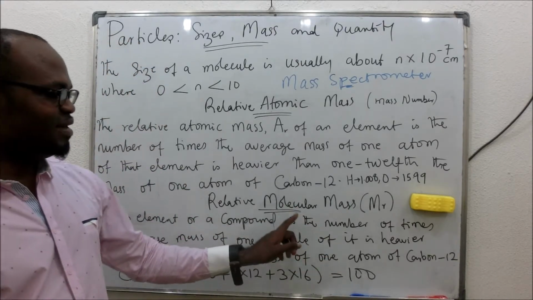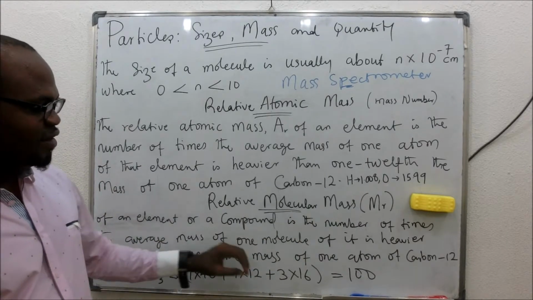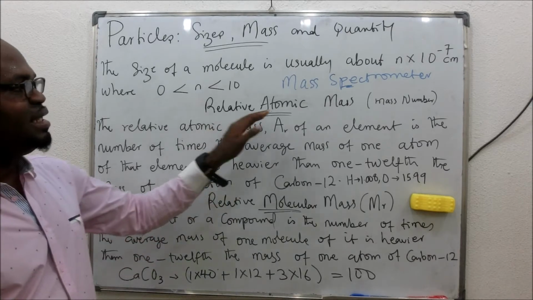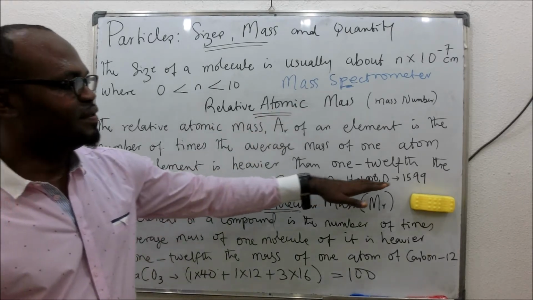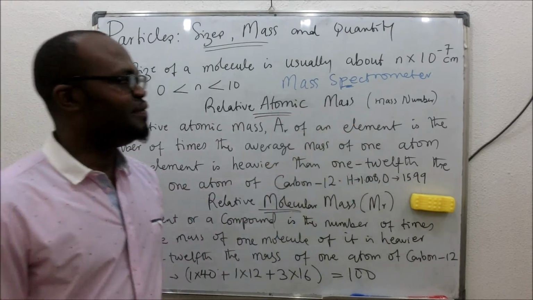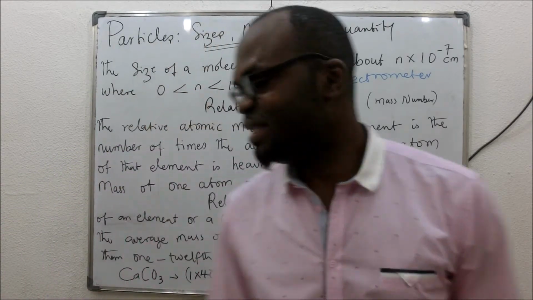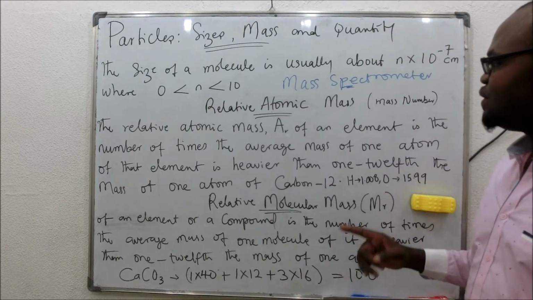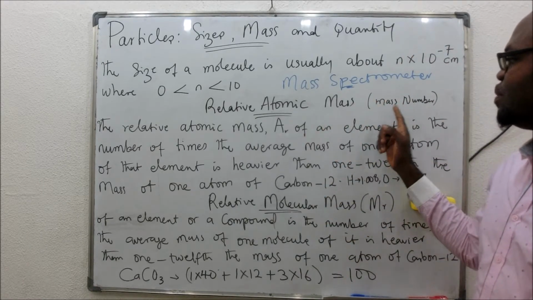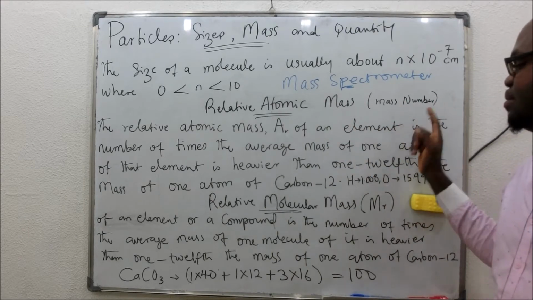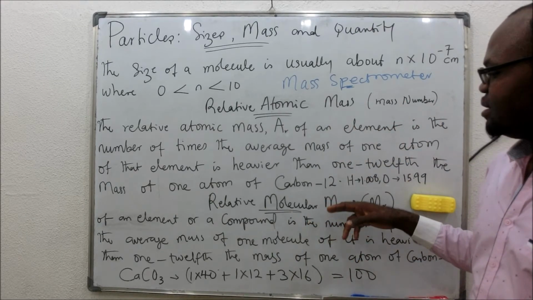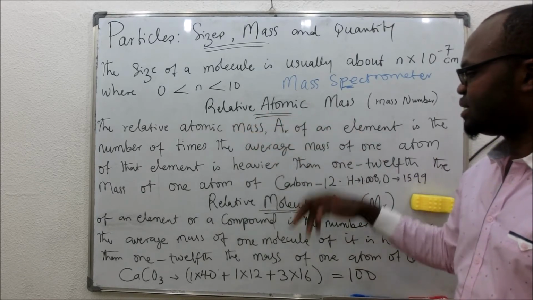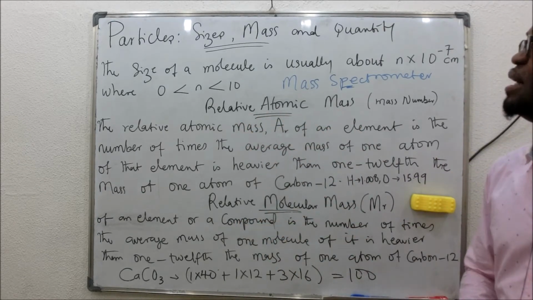That's how you calculate relative molecular mass: you add up the individual elements involved in a compound. Whereas for relative atomic mass, you just write down the reading from the mass spectrometer. These two quantities we are going to be using a lot in calculations. Note, some people call relative atomic mass the mass number. This is also mass number, but in specific terms, this one is the relative atomic mass, and this one is the relative molecular mass.